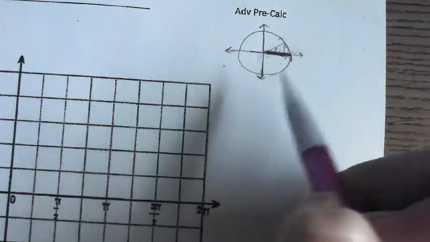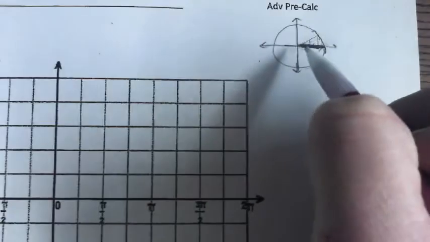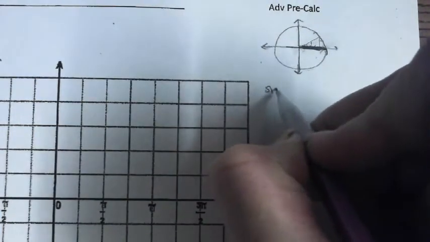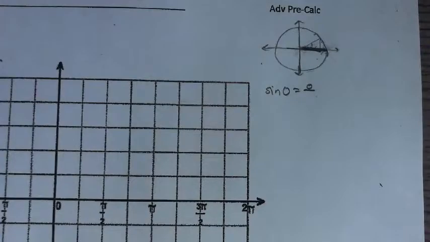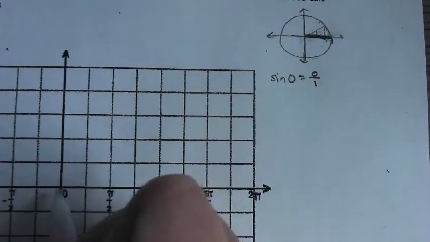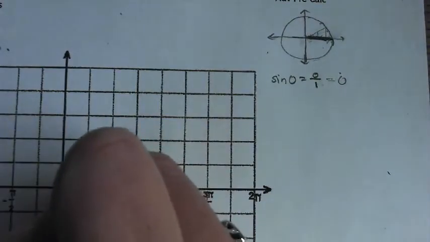Over your hypotenuse is what? 1, always 1. So that's the reason for the sine of 0 being 0. Because it's the opposite side, which is 0, over the hypotenuse, which is 1. So there's your point 0, 0. The sine of 0 is 0.